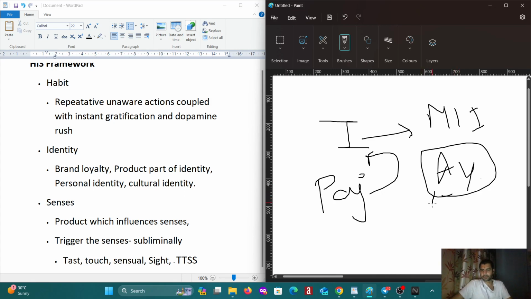Okay, I'm not a doctor. I'm not qualified to give opinions on these things. This is my personal opinion. So, for identity, Patanjali is the best example of identity formation.